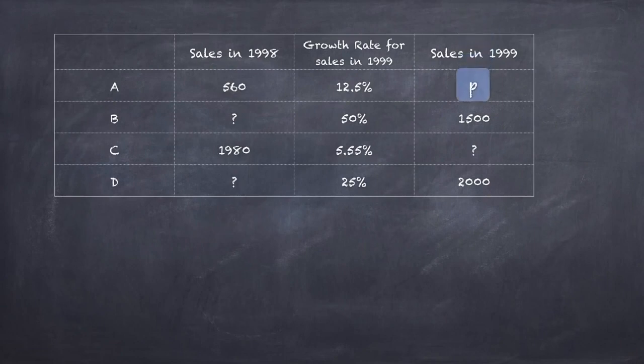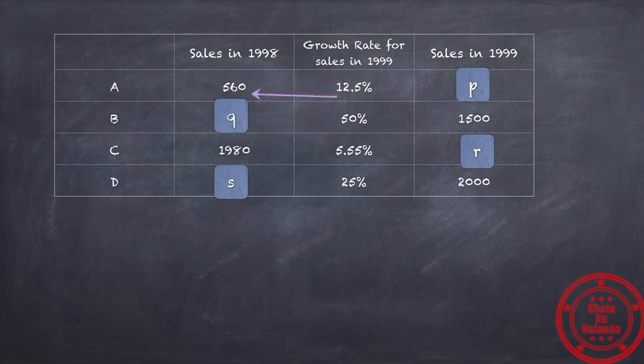Okay, hope you had a good crack at it. So this is what we'll do. First of all, we'll label the missing values so that we can talk about them easily. Let's call the value for A 1999 P, value for B 1998 Q, value for C 1999 R, and value for D 1998 as S. Next, a very important idea that you need to understand is that this growth rate is a percentage operator. Percentage data is always given in reference to a base. It is always working on a particular base.